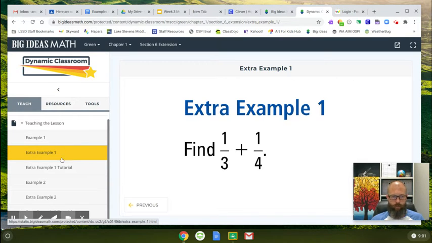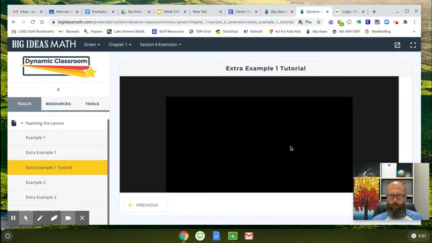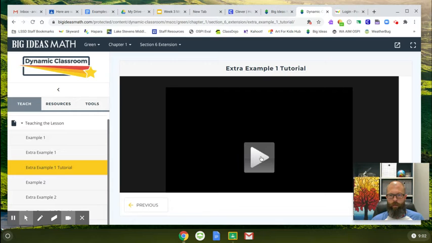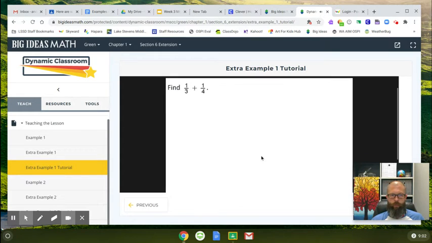Find 1/3 plus 1/4. To find the sum, rewrite the fractions with the common denominator by using the product of the denominators as the common denominator. To do this, multiply the numerator and denominator of 1/3 by 4 and the numerator and denominator of 1/4 by 3. 1 times 4 is 4 and 3 times 4 is 12. 1 times 3 is 3 and 4 times 3 is 12. So you have 4/12 plus 3/12.